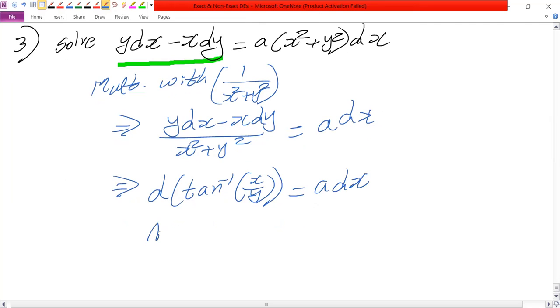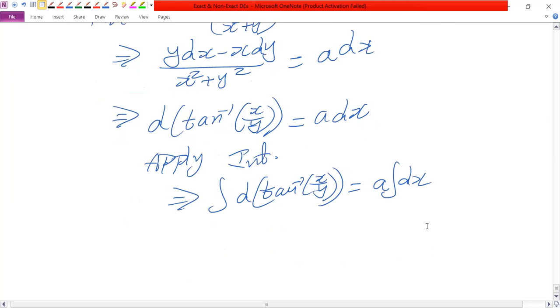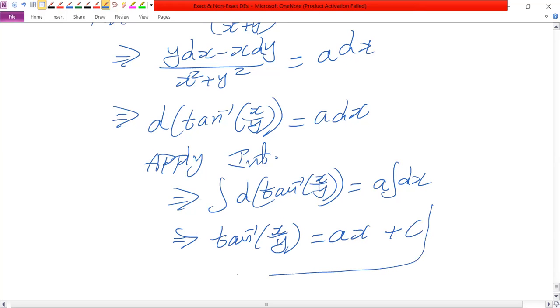So apply integration on both sides, because already it is in the form of variable separable. Apply integration on both sides, then we'll get integration of differentiation of tan inverse of x by y is equals to a into integration of dx. So if we do integration, then integration and differentiation get cancelled. We'll get only the left hand side part as tan inverse of x by y. Tan inverse of x by y is equals to a into integration of dx is x, completed integration, so plus c. This is the general solution.